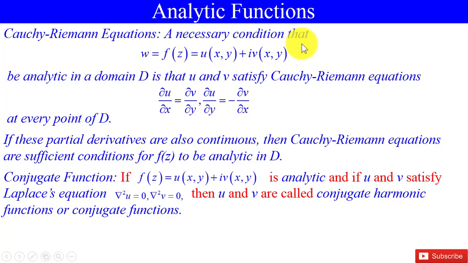A necessary condition that w = f(z) = u(x,y) + i v(x,y) be analytic in a domain D is that u and v satisfy the Cauchy-Riemann equations: del u by del x = del v by del y, del u by del y = minus del v by del x. That is, ux = vy and uy = -vx at every point of D. If these partial derivatives are also continuous, then the Cauchy-Riemann equations are sufficient conditions for f(z) to be analytic in D.